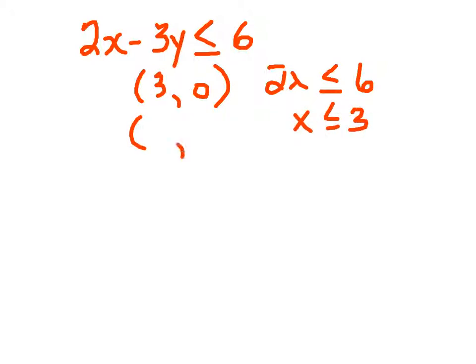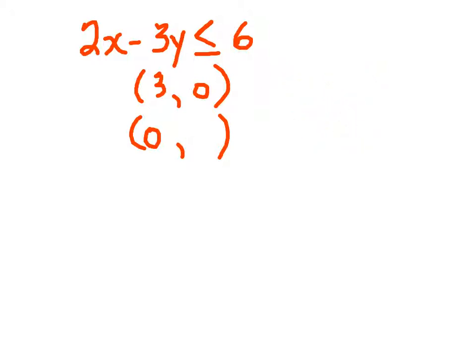And then I'm going to come back and put in a 0 for x. Give myself a little more workspace here. And I'm going to put in 0 for x, which gives me negative 3y. And I'm just going to use equals for right now. And that gives me a negative 2. Okay, so that's 2 points that I can graph.